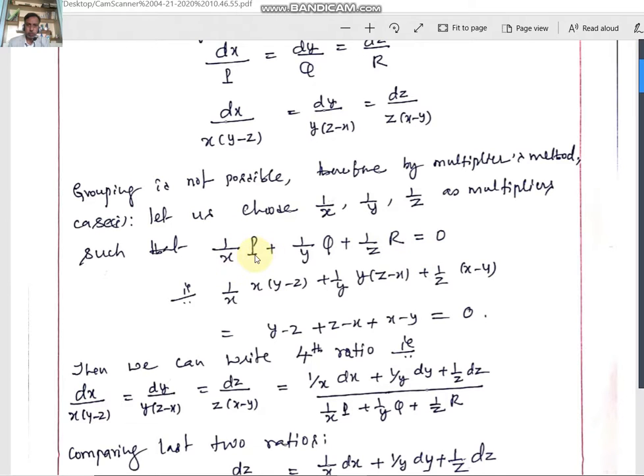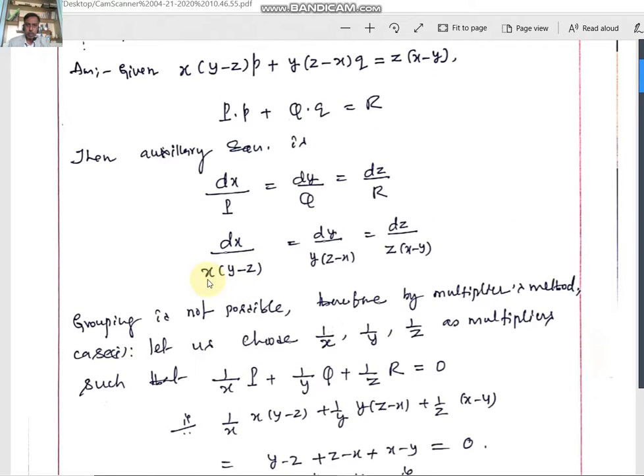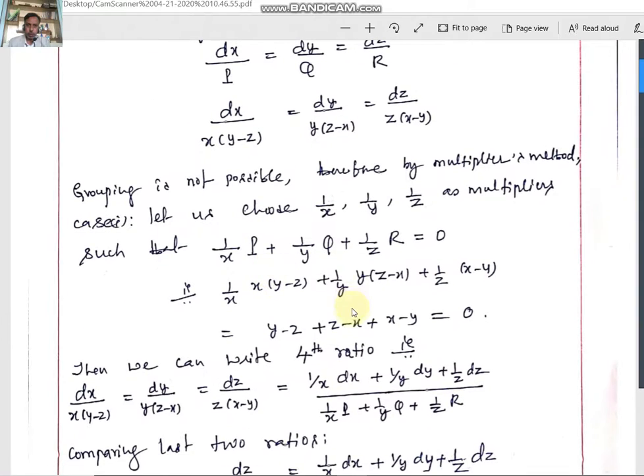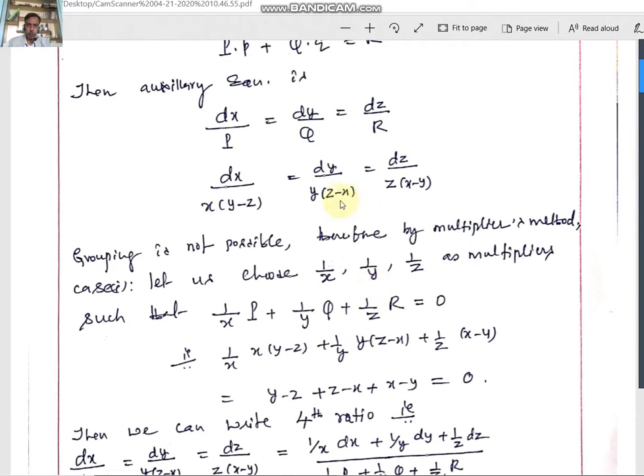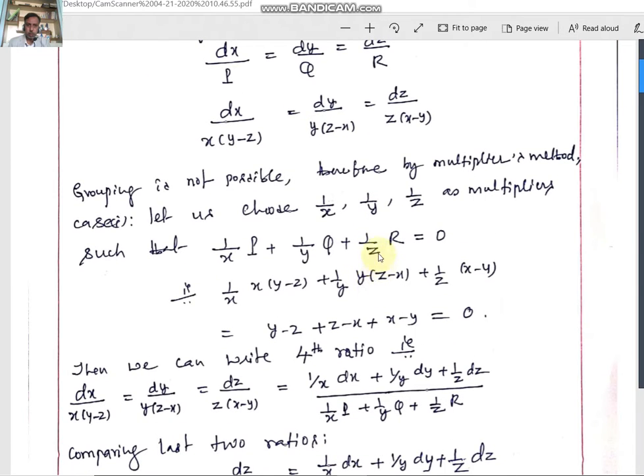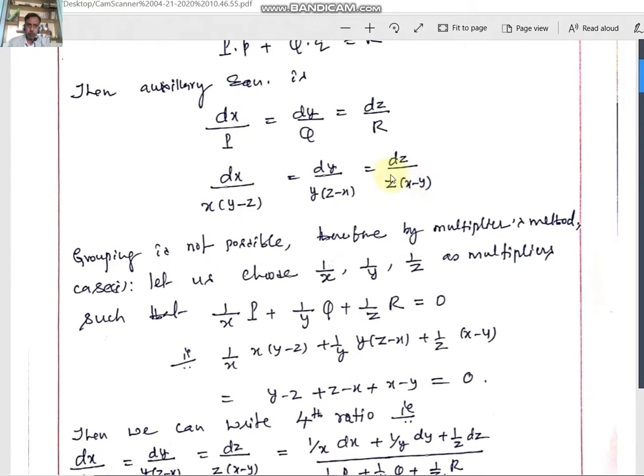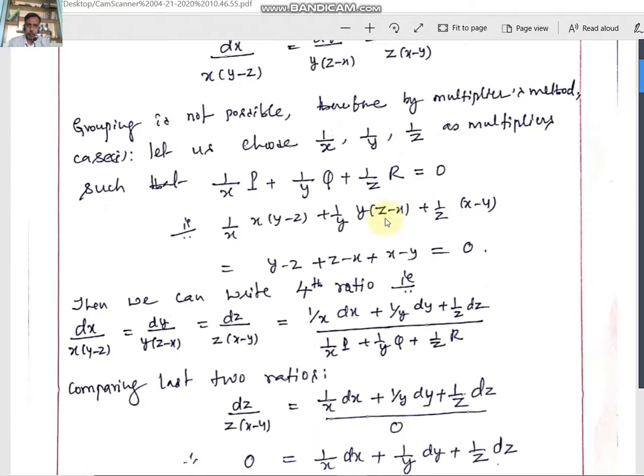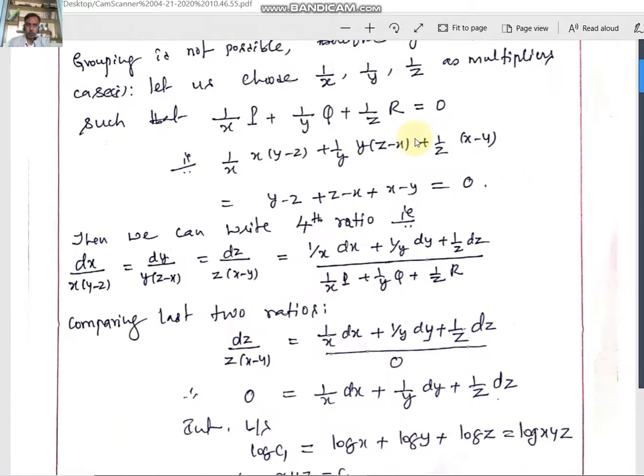1 by x into capital P. What was capital P? x into (y minus z), plus 1 by y into capital Q. Capital Q is y into (z minus x), and 1 by z into capital R. Capital R was z into (x minus y). So multiply them, simplify, and you will get 0. Therefore 1 by x, 1 by y, 1 by z are the first set of multipliers.